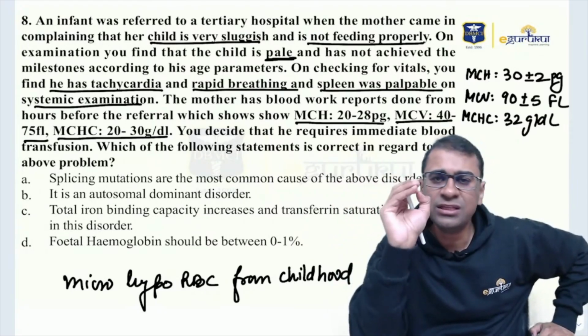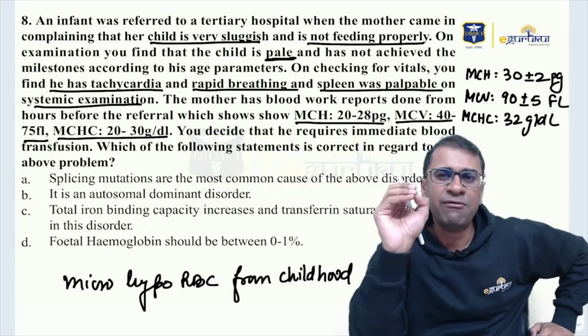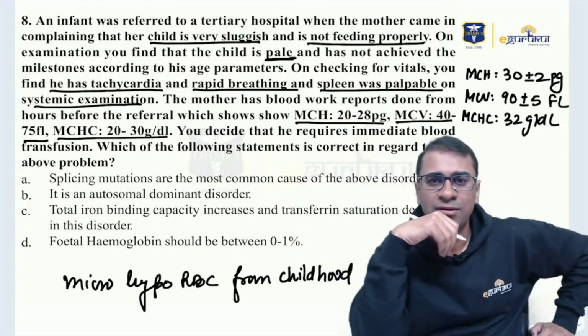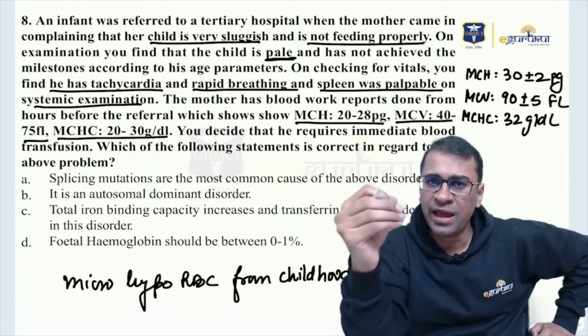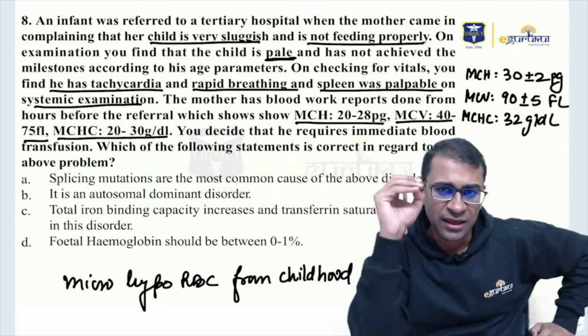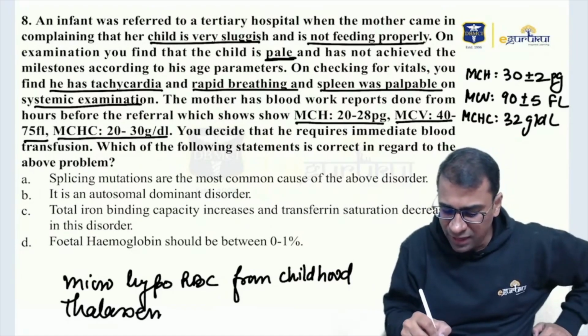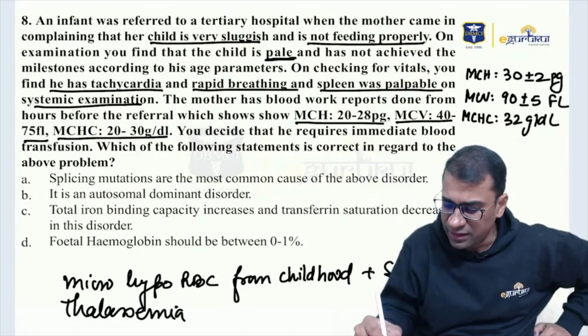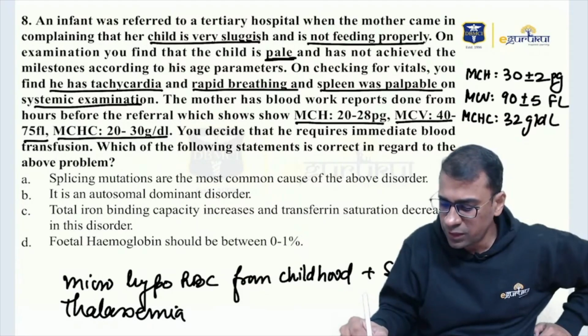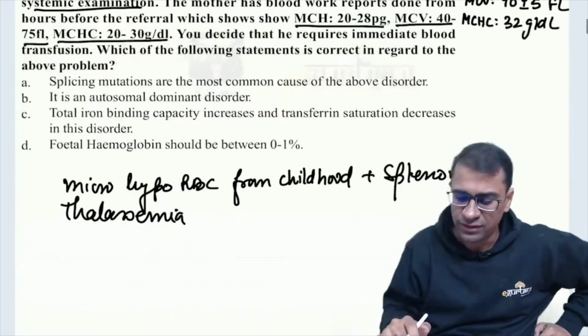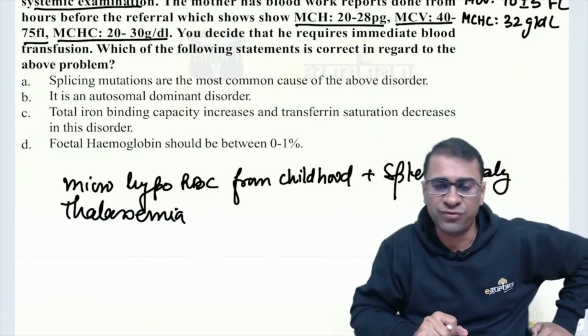Now tell me, among these 4 causes, which of these anemias will present with splenomegaly? I hope you are all guessing it correctly. It should be thalassemia. Yes. So a case of thalassemia with splenomegaly, this proves it's a case of thalassemia. This is very, very important.